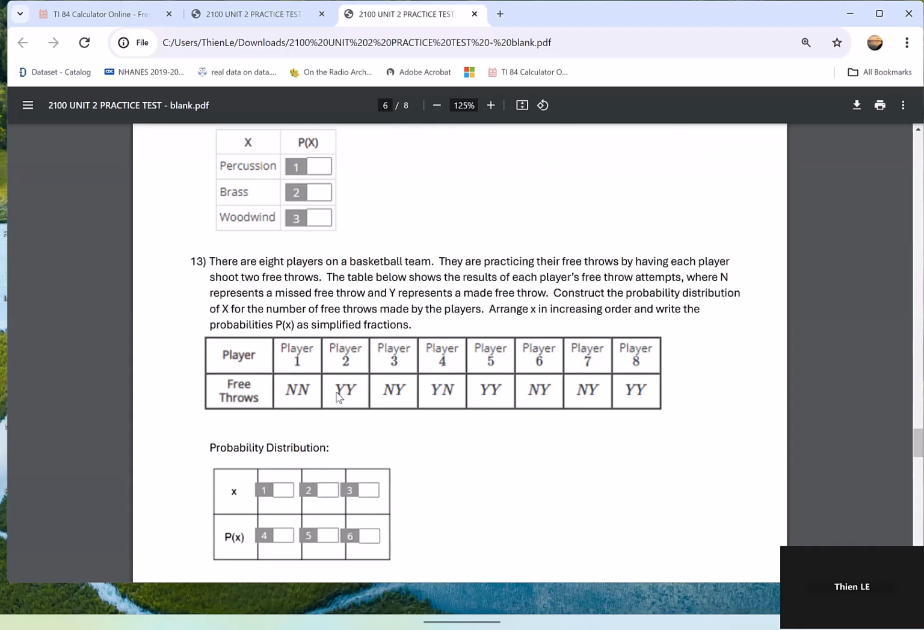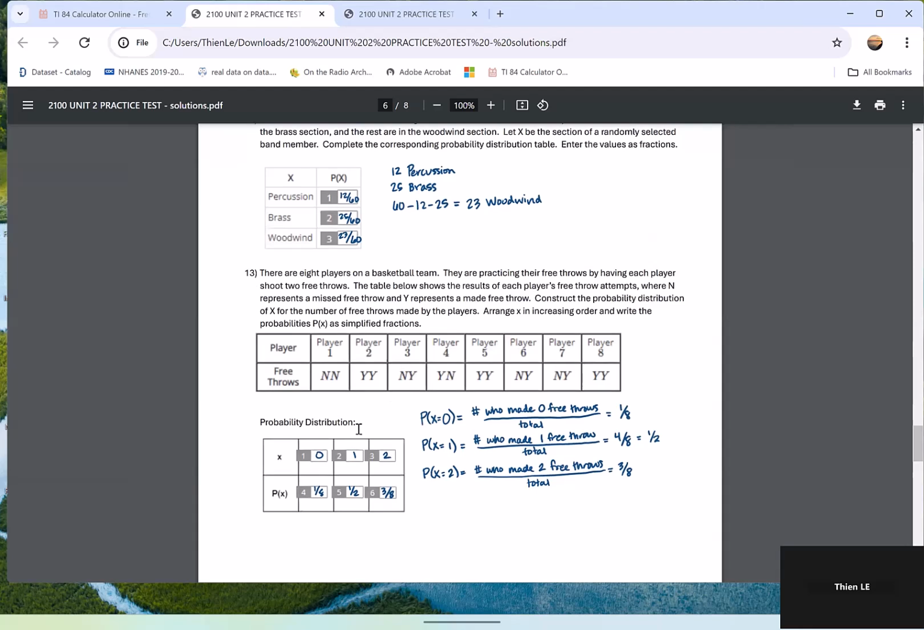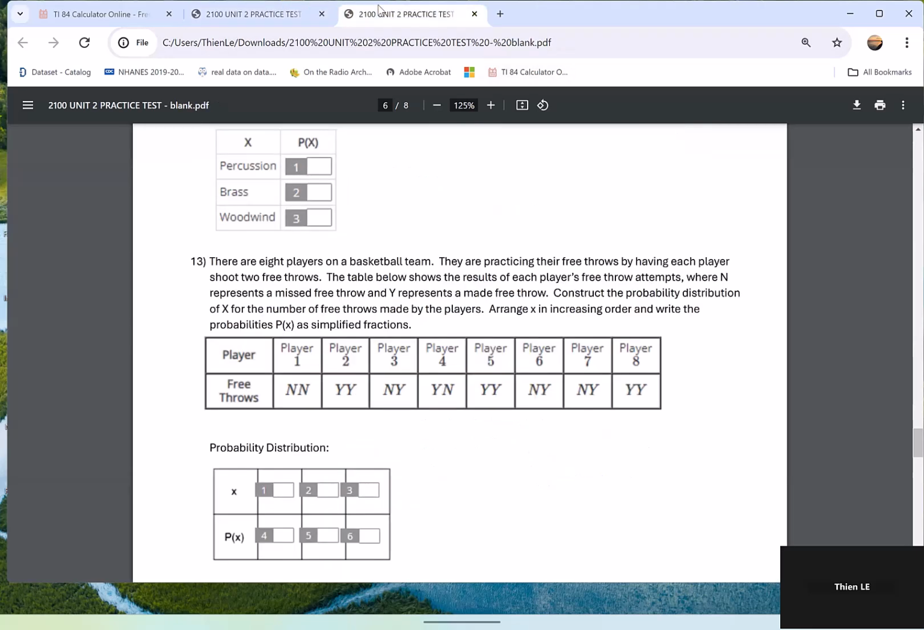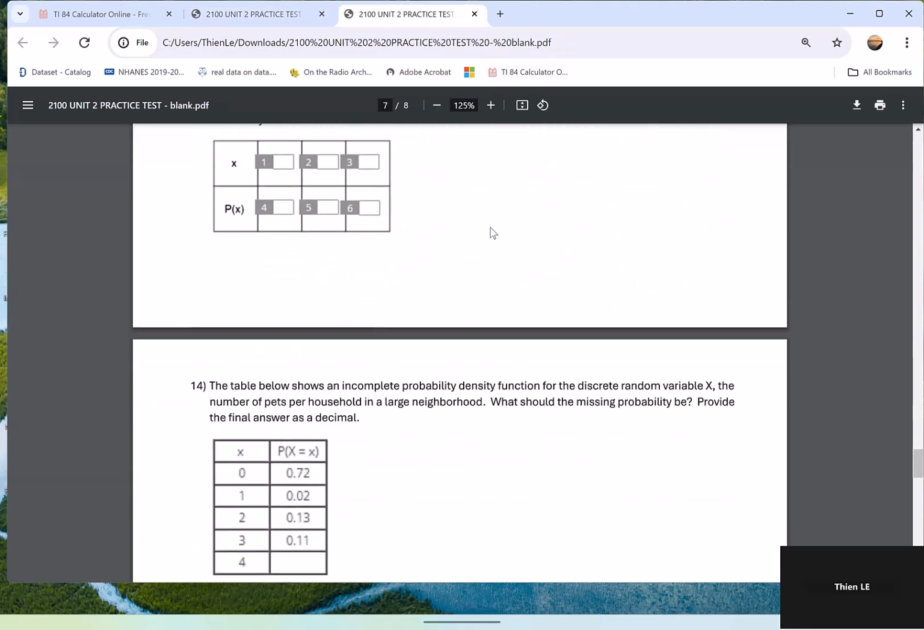And then for yes, yes, you get this one, and this one. So we have 3 players make it, so it will be 3 out of 8. So 1 out of 8, 4 out of 8, and 3 out of 8. So let's check. Okay. So here, 4 out of 8 is 1 half, which is half.